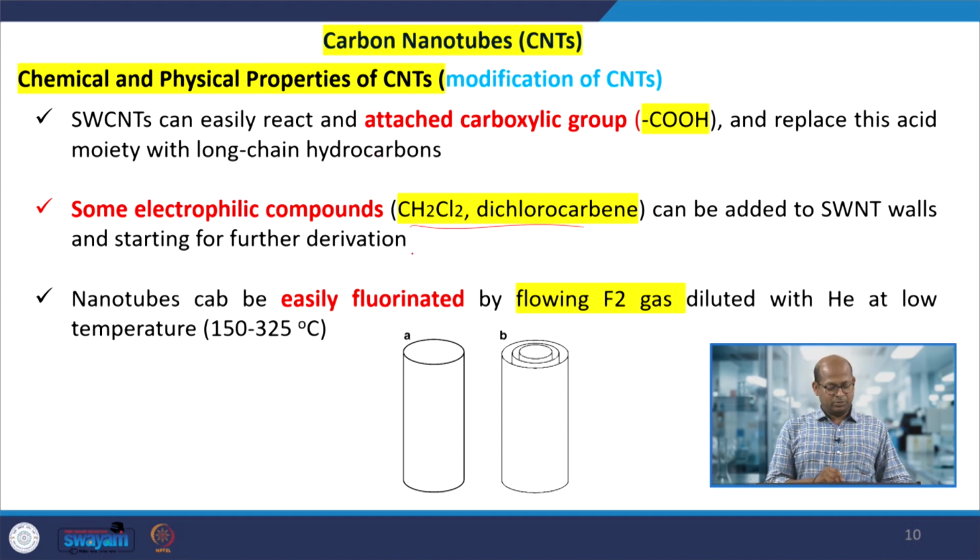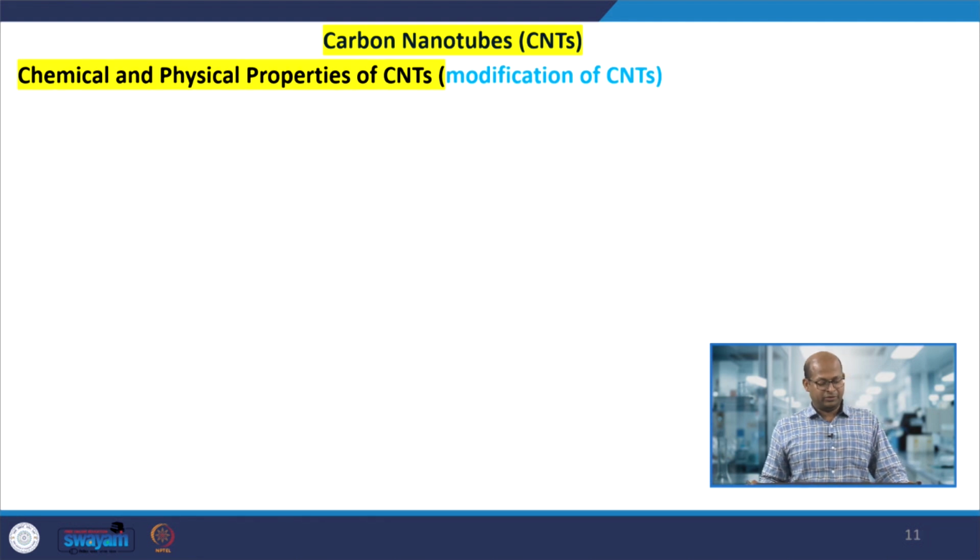Some electrophilic compounds, meaning dichlorocarbons, can also be functionalized with the carbon nanotubes. Also, by flowing fluorine gas, these carbon nanotubes are easily fluorinated at low temperatures. We can make different functionalizations.